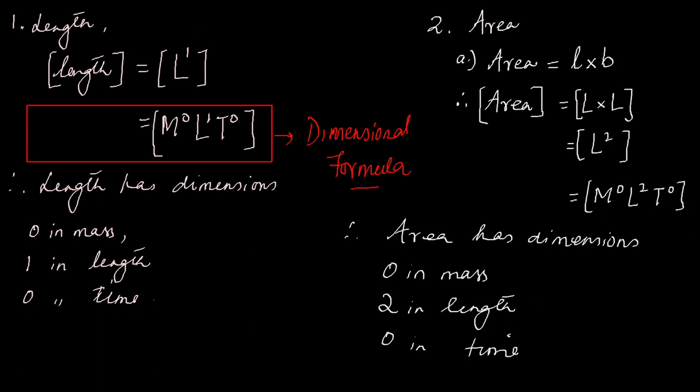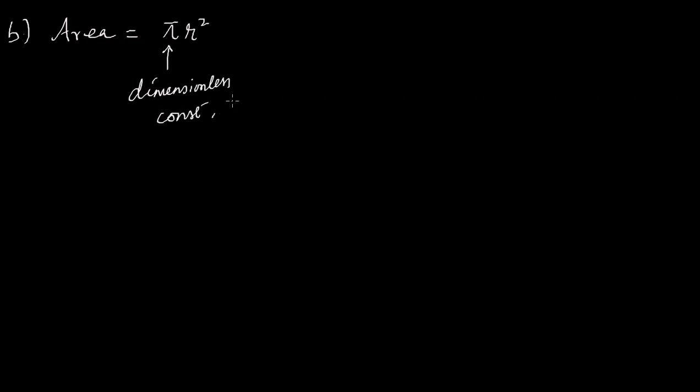Let us go to, okay, I told you I will give you another area, B, area of a circle. Do you know what is the area of a circle? Area of a circle is pi r square, isn't it? What is r here? R here is the radius and pi here is a constant. Okay, this pi here is a dimensionless constant, right? What is the value of pi? Pi is 22 by 7 or 3.14159. Okay, it is a dimensionless constant.